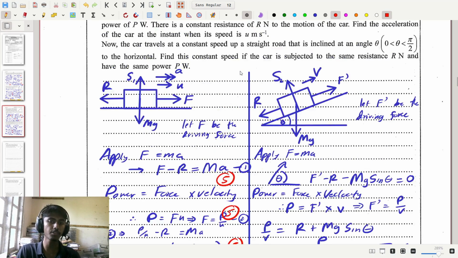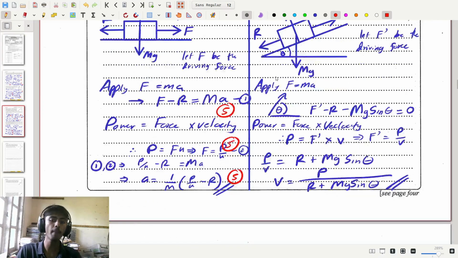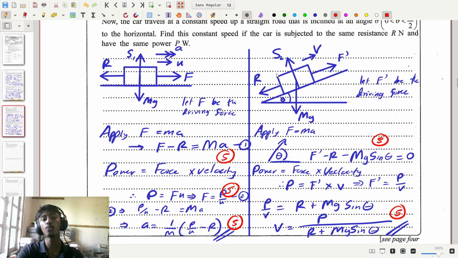Moving on to the second part of the question, again you don't get any marks for the diagram, but for applying F equals ma in the relevant direction and getting this equation with the sine theta and everything correct, you get 5 marks. Then when you apply the power equation, substitute, simplify and rearrange to get V equals P over R plus mg sine theta, you get a final 5 marks. And with that, we are done with this question.